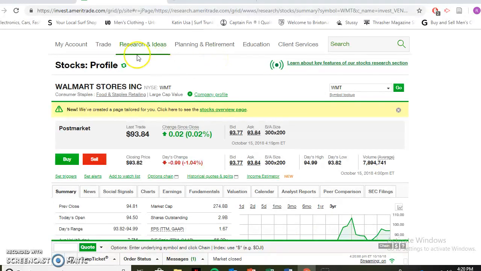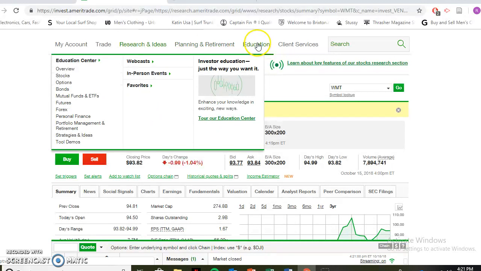This is just for stocks. As you can see up here, there's a lot of different things, like retirement. You can do educational things to learn more about it. So it offers an endless amount of things.